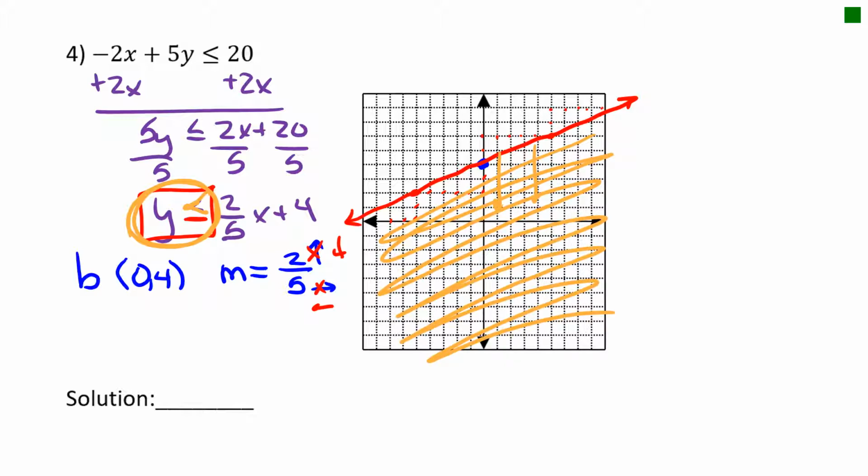So when it comes time for your point, oh, so many choices. (0, 0) would work this time. 1, 2, 3, 4, 5, 1, 2, 3.